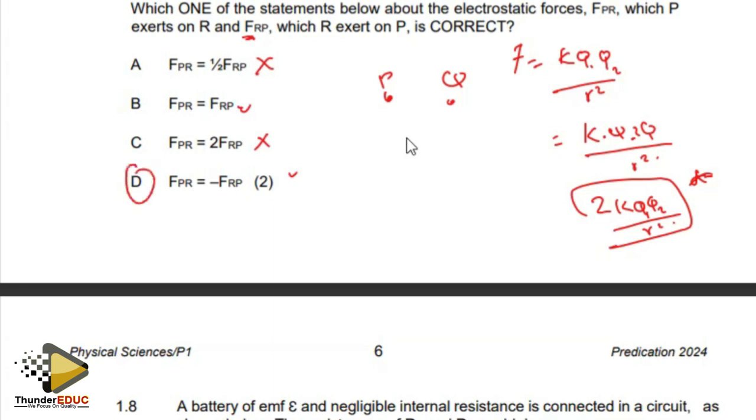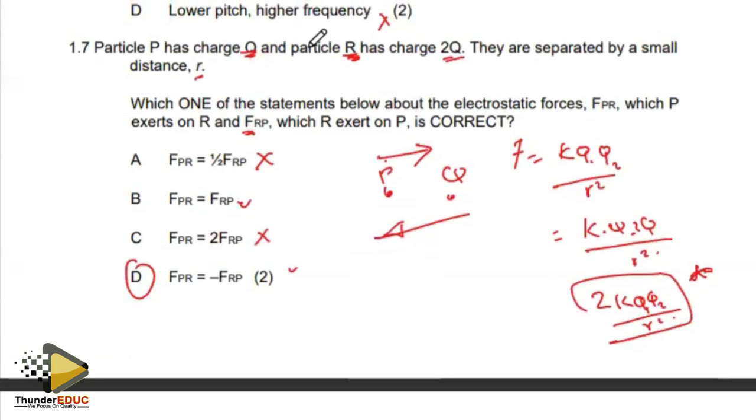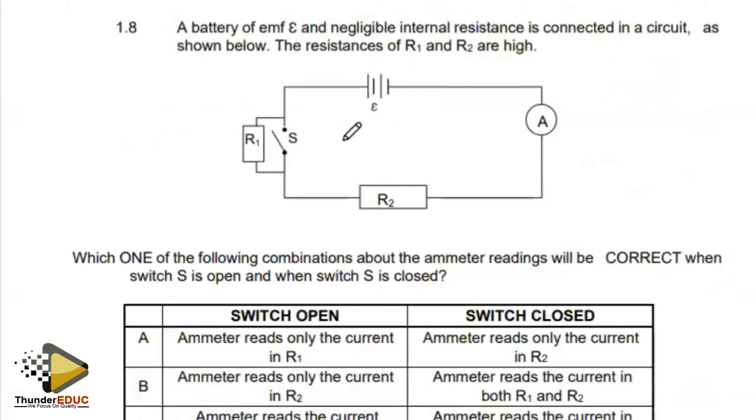Why? Because if P is experiencing a force, let's say the force will be in that direction, and then this one's force will be in that direction. Okay? Forces have to be the same, but opposite, from Newton's third law. Okay, then 1.8, so the same thing applies to universal gravitation. So will be the charges.